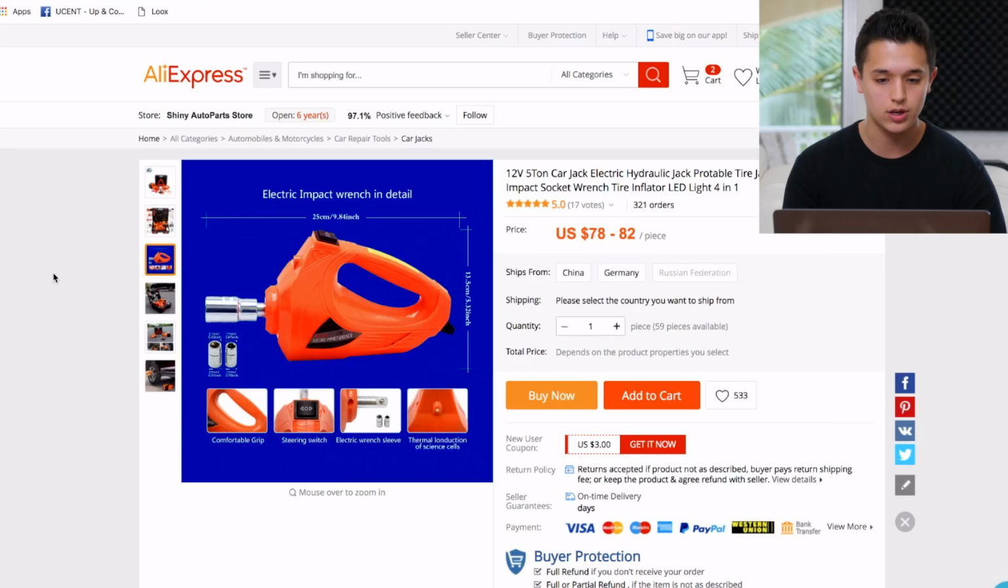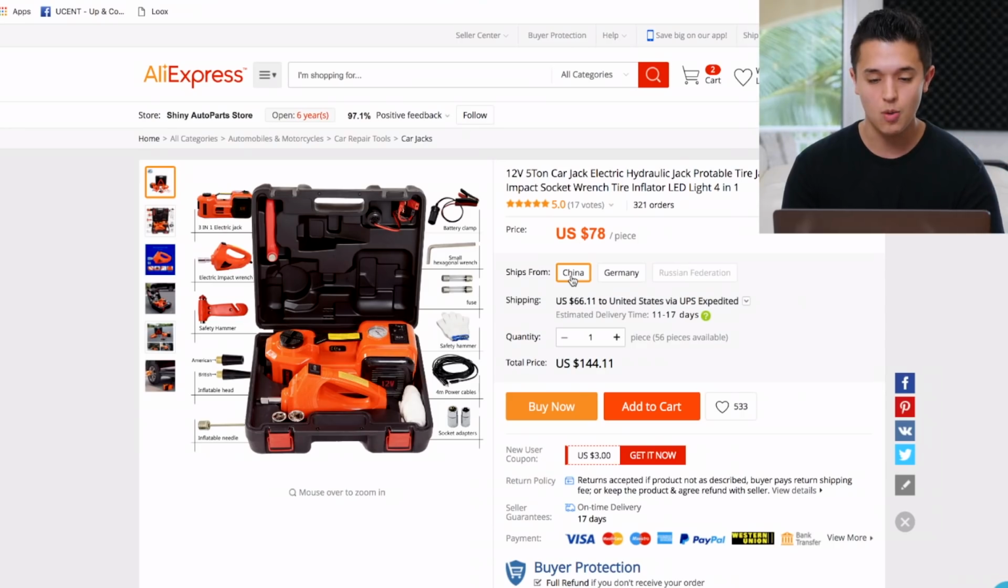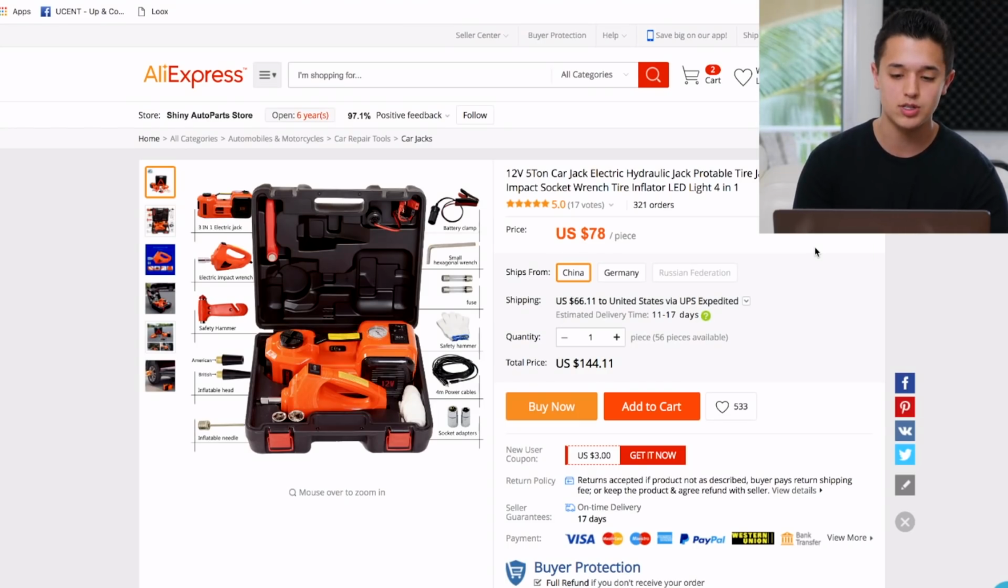So this is what I found right here. I had to look up electric car jack, and I ended up finding this is the exact same one that's on their store, and it's sort of expensive. So you see it's like $78 to $82 a piece, but then shipping is almost the same price as the actual unit. So that could be the supplier just sort of getting more money. The shipping doesn't really cost that much, or the shipping does cost that much. I'm not sure exactly how big this product is and how much it weighs.